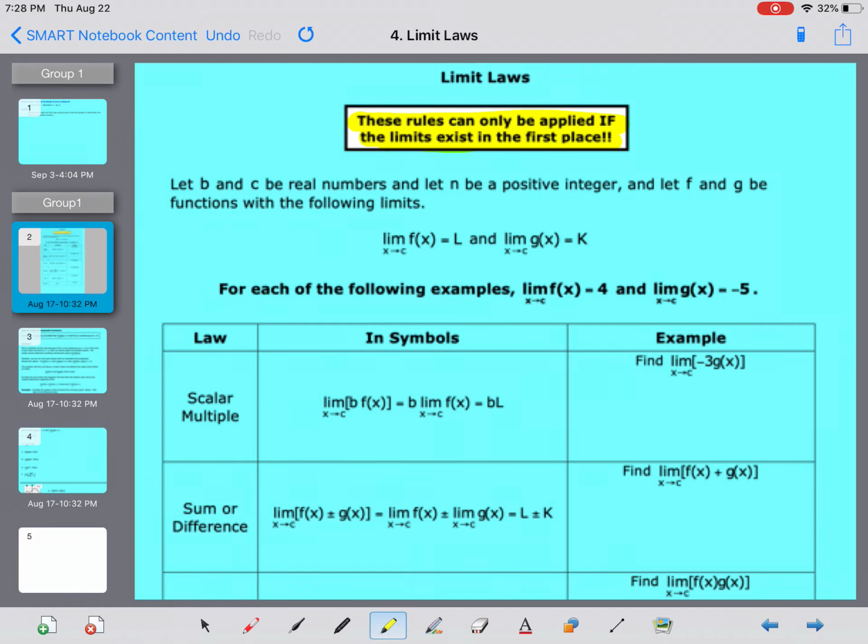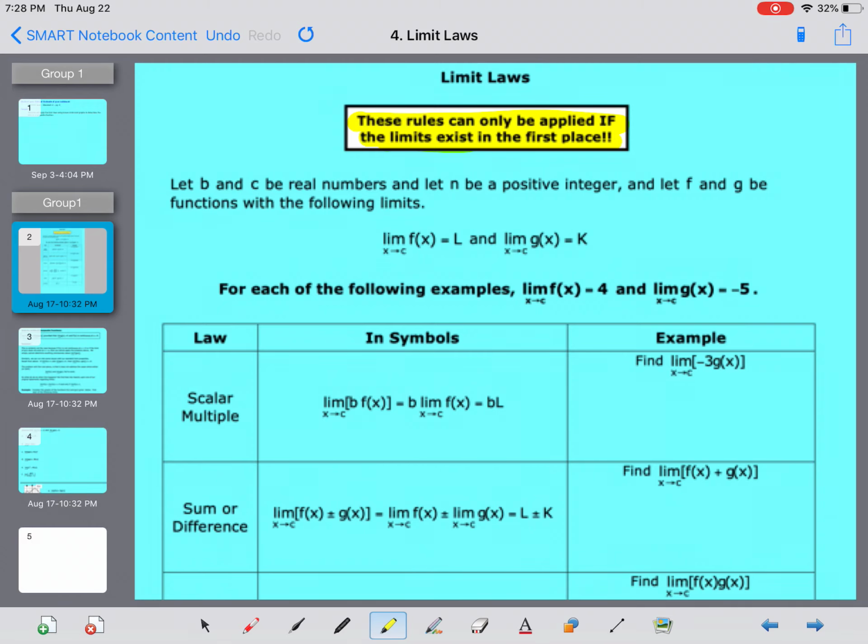So it says let B and C be real numbers and let n be a positive integer. B and C real numbers, that just means any number, 1/2, 1, -4/3, and then n being a positive integer, any positive counting number, so like 1, 2, 3, 4, etc.